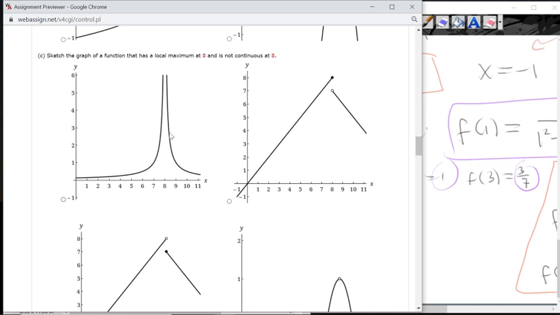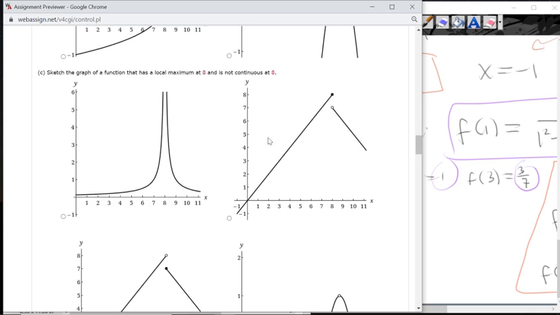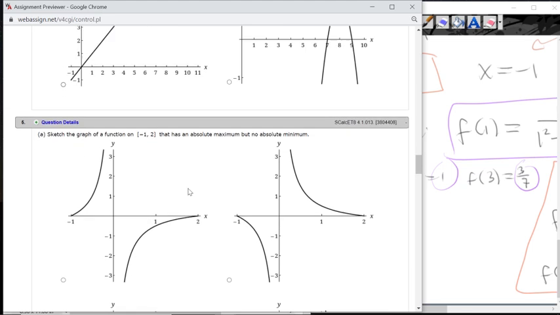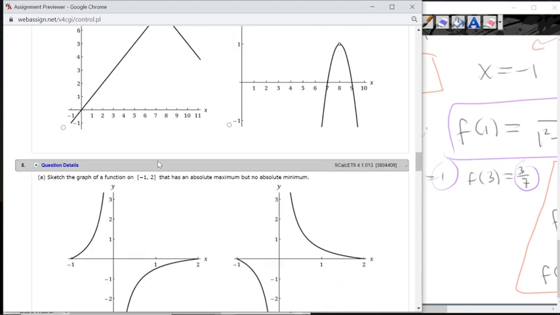Is this it? Well, this can't be it, because it doesn't have a maximum at 8. Is it this one? Is that a maximum right there? Is it a local maximum? And furthermore, is the function continuous here, and is that the value 8? Is this a local maximum right here? Is this function continuous there, or is it not continuous? It's not continuous. Is it a local maximum? Which one is the correct graph? Can you sketch a graph on your own that would have these characteristics?